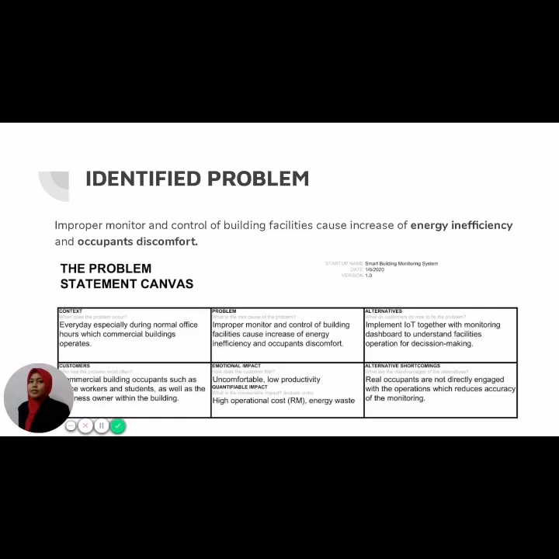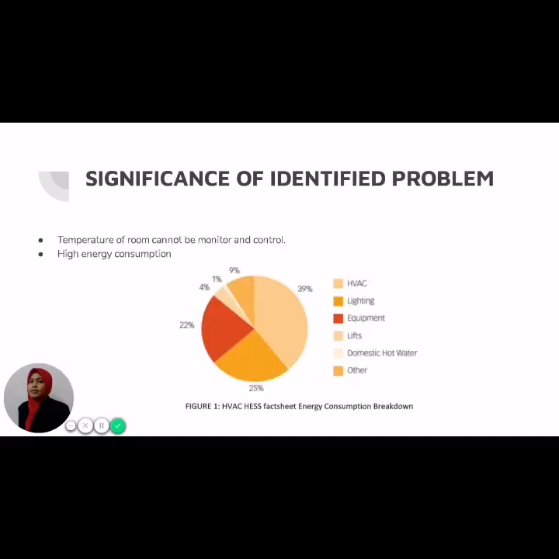So we conclude that our identified problem is improper monitoring and control of building facilities, which causes increase of energy inefficiency and occupants' discomfort. There are two most important facilities identified which are very closely related to energy consumption and occupants' comfort. They are the lighting system and the heating, ventilation, air conditioning, HVAC system.